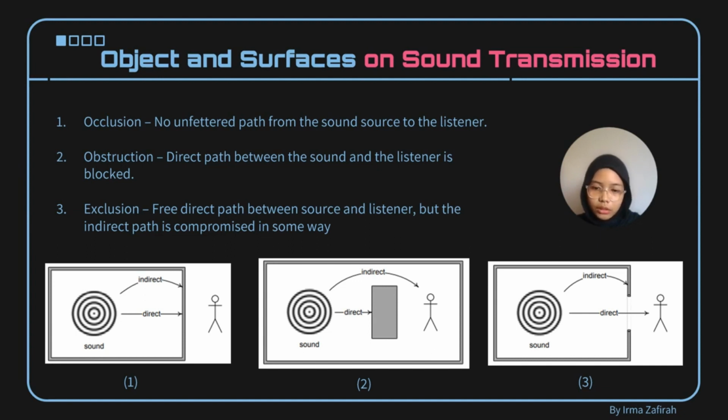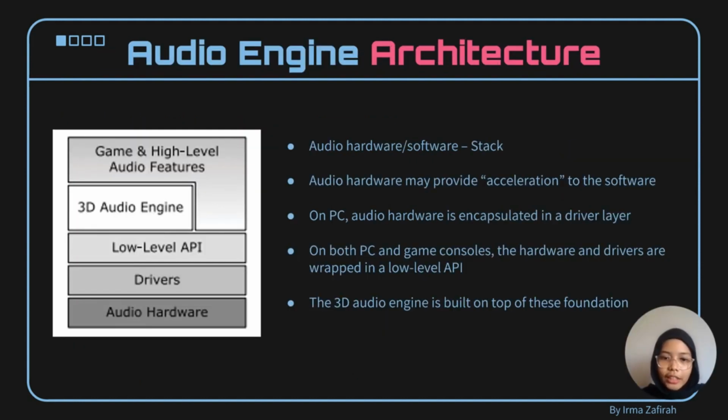Lastly is for exclusion. The third picture. This is when there is free direct path to the listener. Meanwhile, indirect is blocked. We moving on to audio engine architecture.